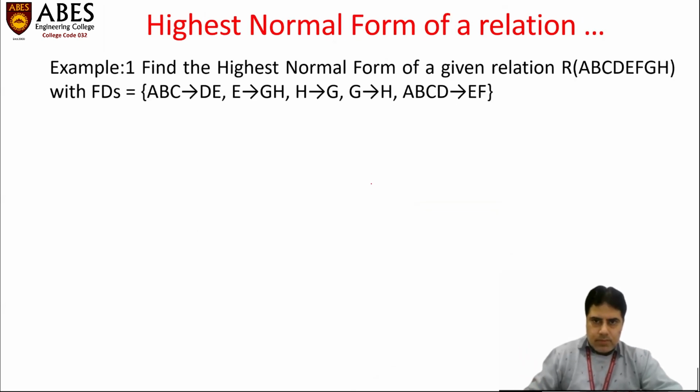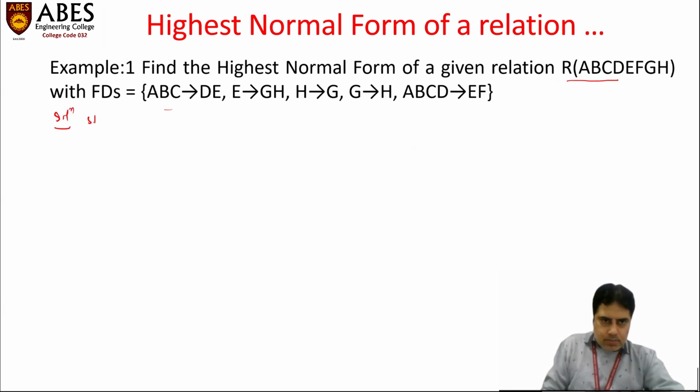Now we will do the practice question to find the highest normal form of a given relation. A, B, C, D, E, F, G, H are the attributes of a relation, with the functional dependencies as shown. Step 1 is to find out the candidate key. Now, how to find out the candidate key?